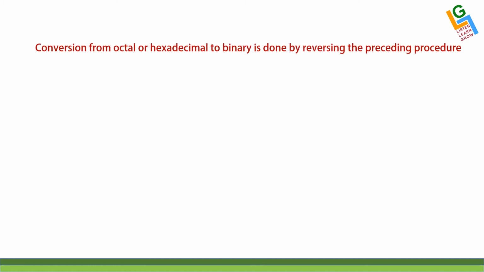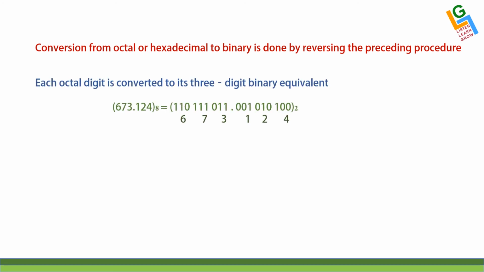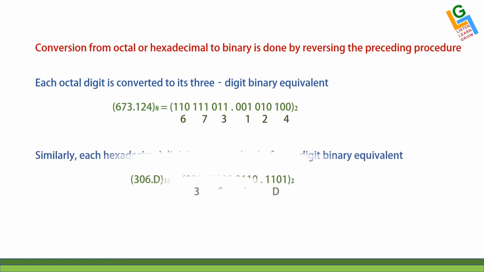Conversion from octal or hexadecimal to binary is done by reversing the preceding procedure. Each octal digit is converted to its 3-digit binary equivalent. Similarly, each hexadecimal digit is converted to its 4-digit binary equivalent.